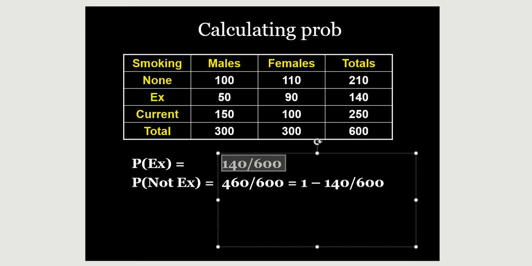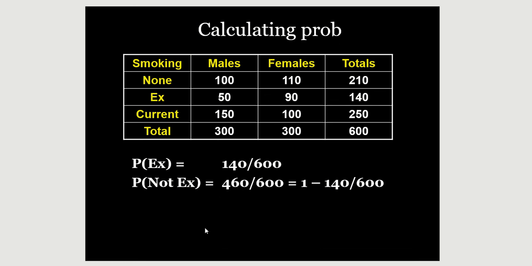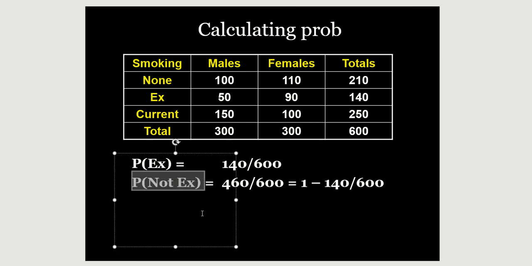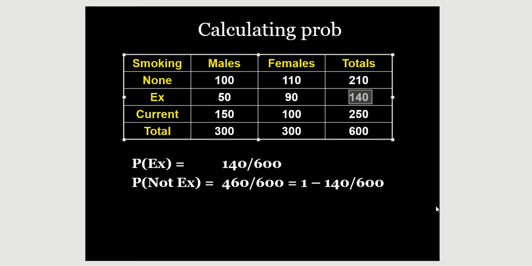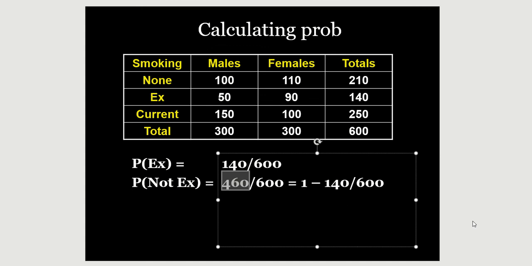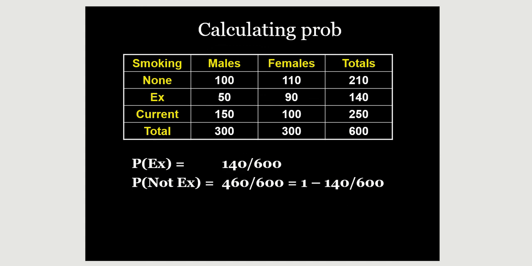Okay, that's a possibility. Another possibility, if you want to do it without using this technique, you can just look for everybody who's not an ex-smoker. So these are the ex-smoker, and therefore those that are not ex-smoker, these are the 210 and the 250. You add the 210 to the 250, you get 460, which is exactly what we get over here, and you divide by 600.